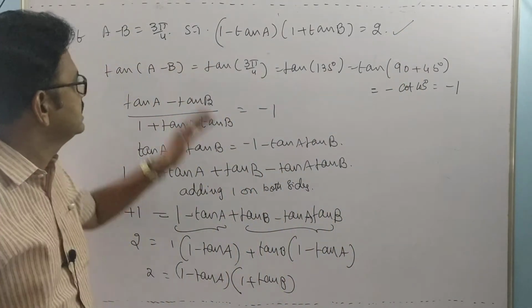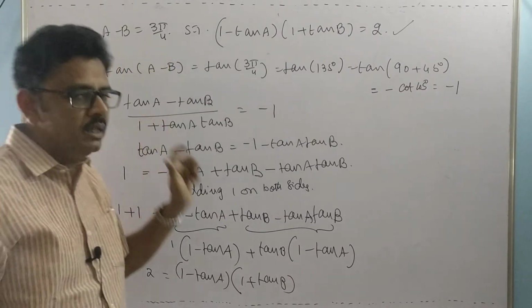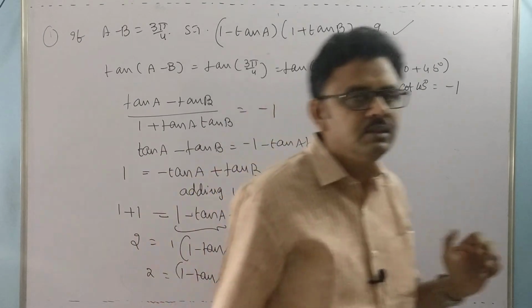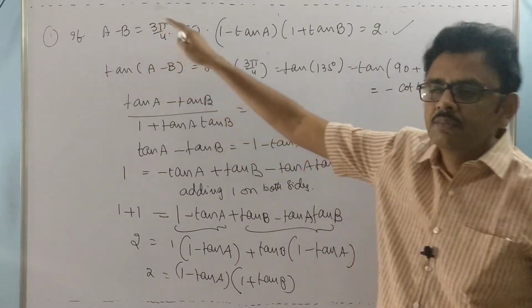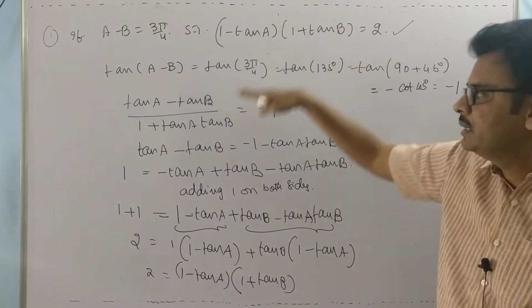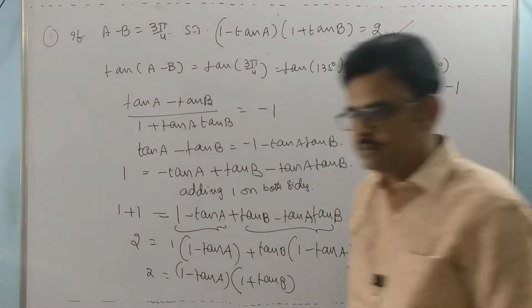Okay, for this type of problems, if A plus B equal to 135 or A plus B equal to 225 degrees, or A minus B equal to 135 degrees, so I have to prove all these type of results by using the same process. Just write down.